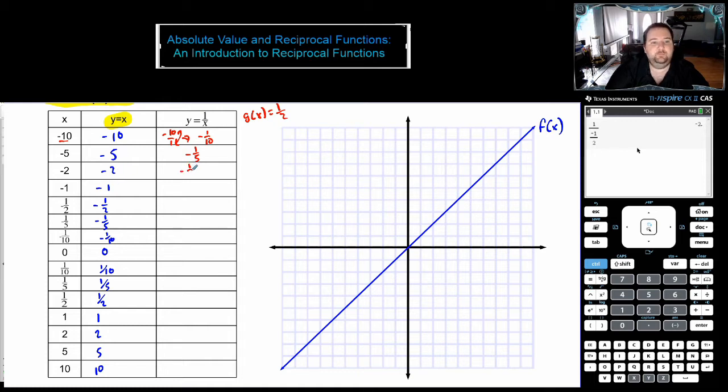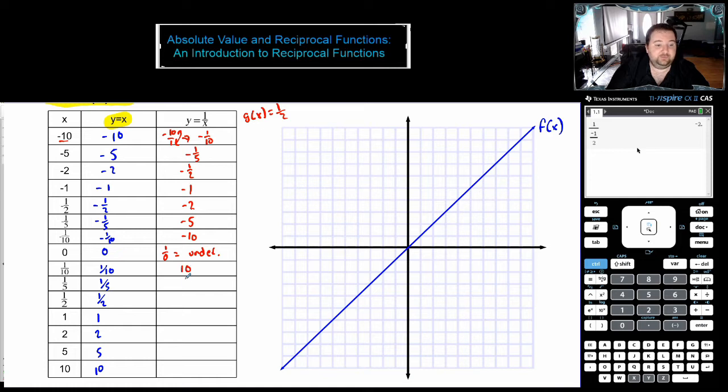Reciprocal of negative 2? Negative 1/2. Reciprocal of negative 1 over 1 is just negative 1. Reciprocal of negative 1/2, remember these are going to swap places, so this is going to be negative 2. Likewise, this is negative 5 and negative 10. Now what's the reciprocal of 0? Well, let's just see what happens when we plug it into our equation: 1 over 0. That's undefined.